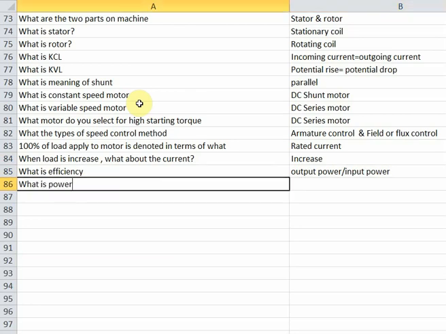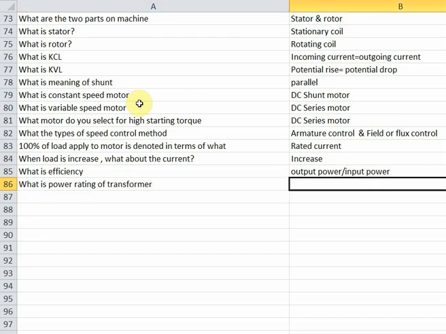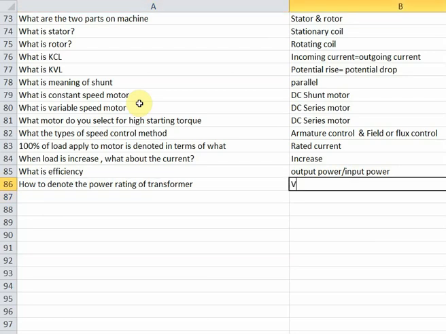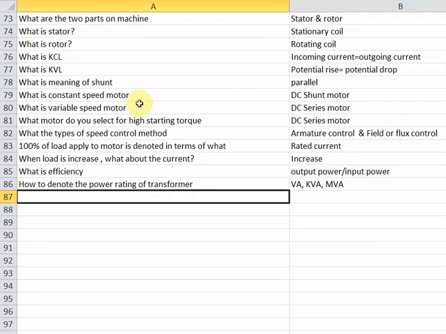What is the power rating of a transformer, or how do we denote the power rating of a transformer? Yes, VA, kVA, MVA, like that it is denoted. Okay.